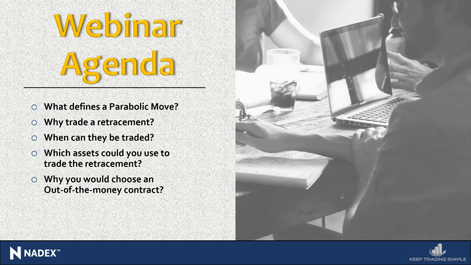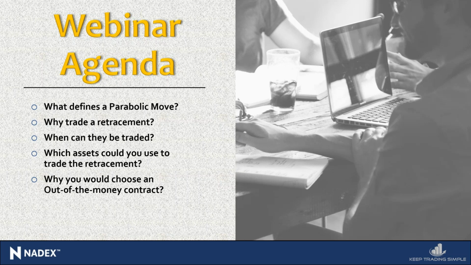Next, when can it be traded? Okay? Maybe you do have a full-time job. Maybe you are kind of threading the needle with when you can trade. Now, we'll discuss that a little bit. Then we'll talk about what asset classes you can use to trade it. Now, again, Nadex is great for this, and we'll cover that in that section. But I'll go through what are the best kind of scenarios of where you can trade this and when. And then also, why would you choose an out-of-the-money contract?